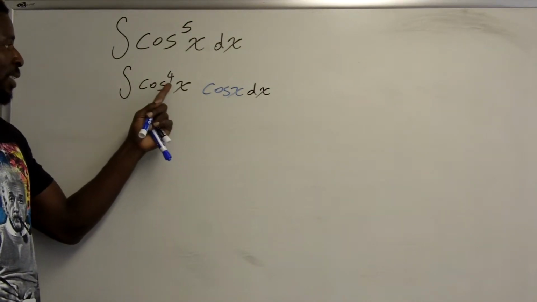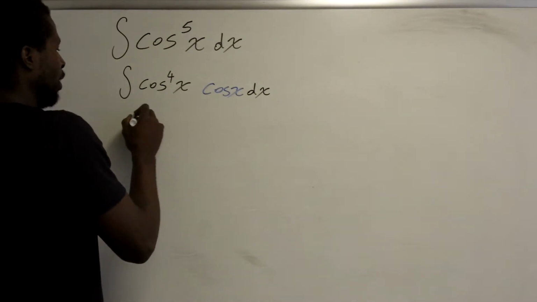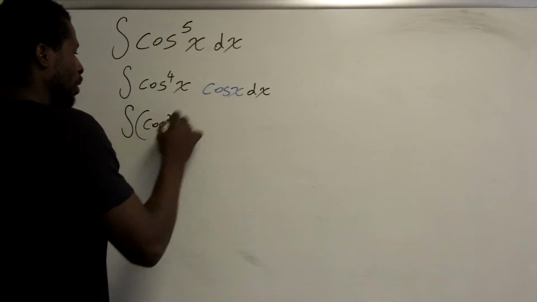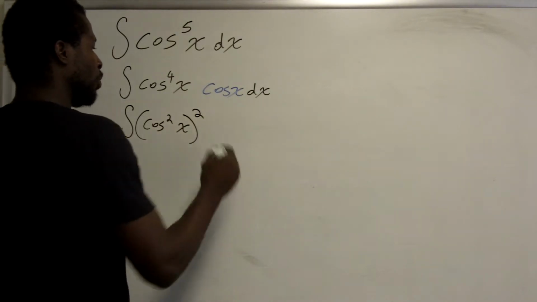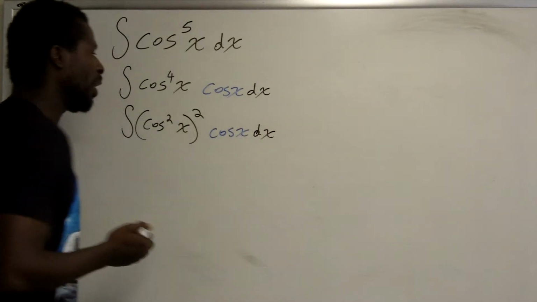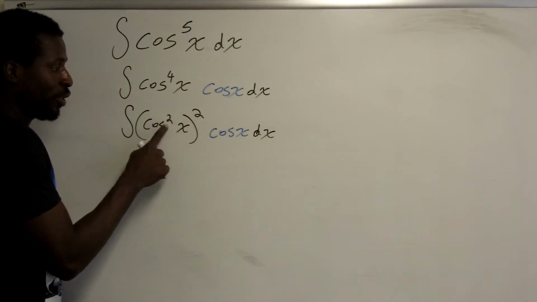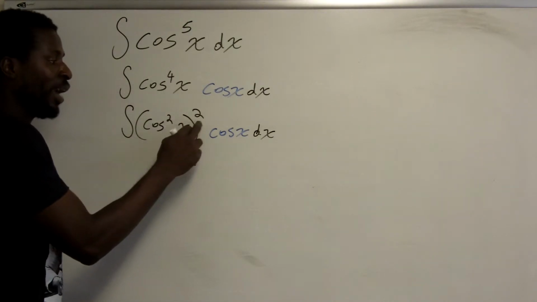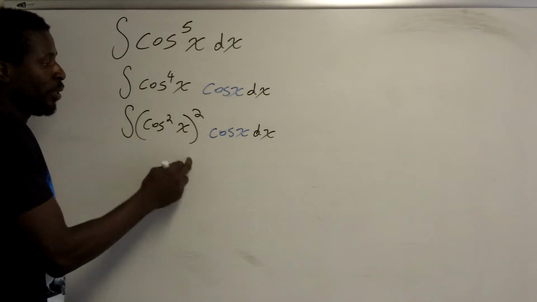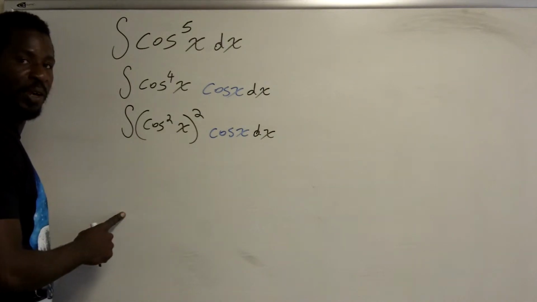This has an even power on it, so I can apply the Pythagorean identity. This is actually the integral of cosine squared of x, squared, times cosine of x dx. Why? When there's a power on the inside and a power on the outside, you multiply the powers, so these two expressions are equal. The inside part, you can use the Pythagorean identity on.